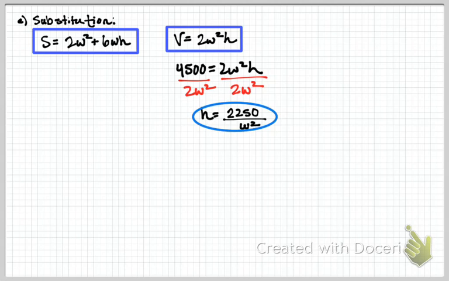Take your expression, plug it into H, and the good news is now we're going to be just working with W. So plug it in and then simplify your new surface area equation. You have a surface area equation with just W in it now. Take that all the way.